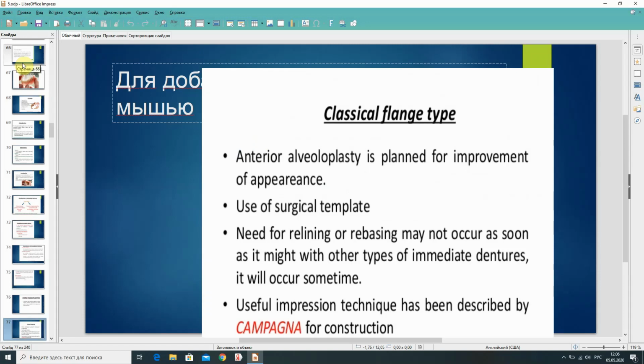Classical flange type. Anterior alveoloplasty is planned for improvement of appearance, use of surgical template. The need for relining or rebasing may not occur as soon as it might with other types of immediate dentures. It will occur sometime. A useful impression technique has been described for construction.